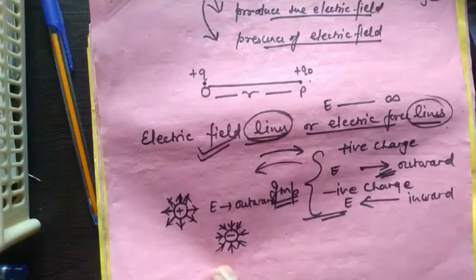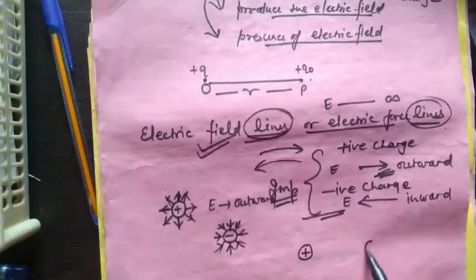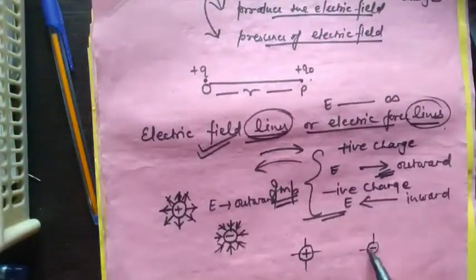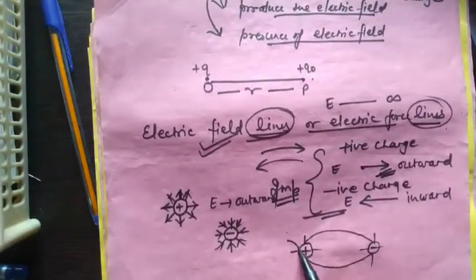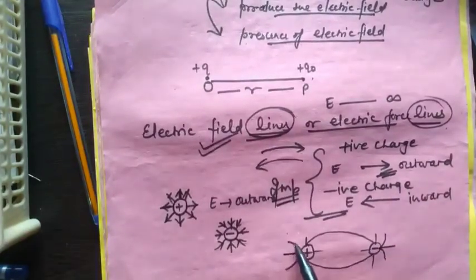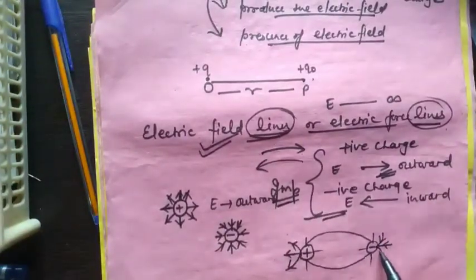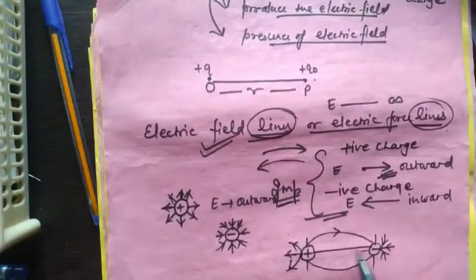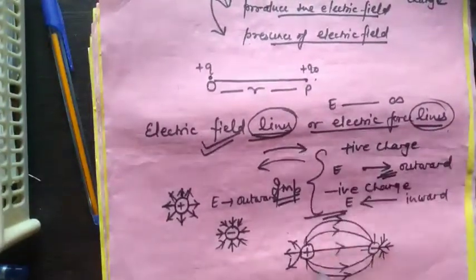Now the electric field lines due to positive charge and due to negative charge are like this. Here they move in the outward direction, here they move in the inward direction, and the direction of the electric field lines is from positive to negative.